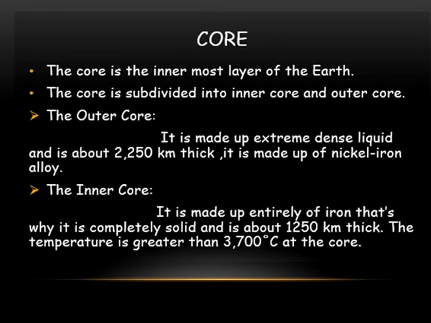And for the core, I told you that it is the innermost layer of the earth, and it is subdivided into inner and outer core. The division is only because of its composition. The outer core is made up of nickel iron alloy, and its thickness is 2250 kilometers. The inner core is made up entirely of iron. That's why it is completely solid, and the thickness is about 1250 kilometers. The temperature is pretty high, about 3700 Celsius at the core.